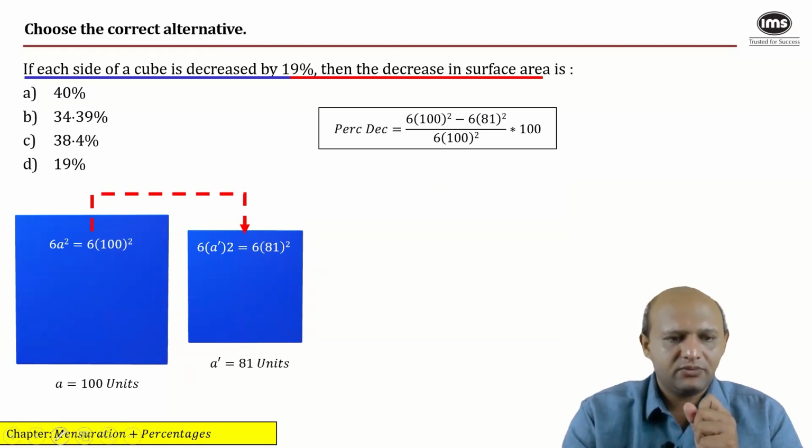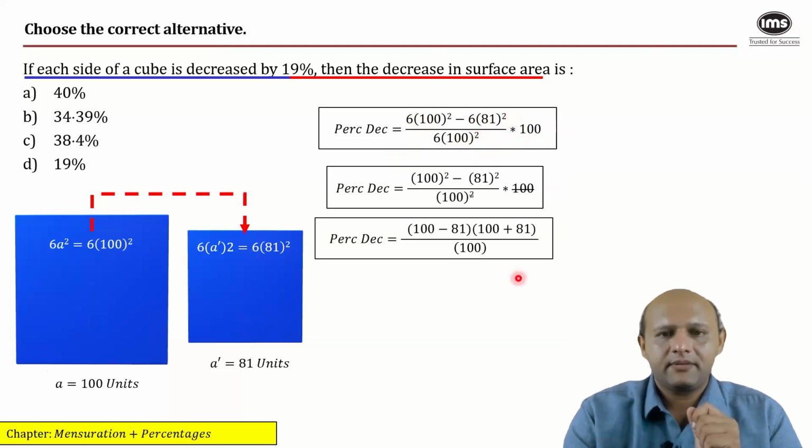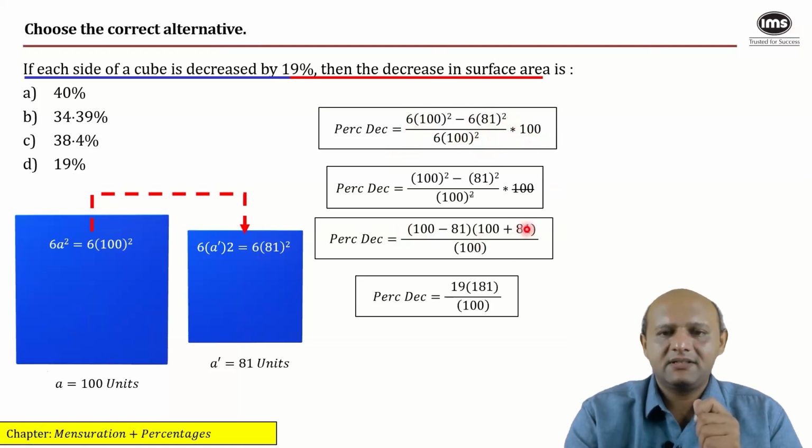You should be able to solve it rather orally. 6 and 6 get cancelled. So you're left with 100 square minus 81 square, which is 100 plus 81 into 100 minus 81, and this entire thing is divided by 100. So you've reached here, right? What is 100 minus 81? 19. 100 plus 81 is 181.